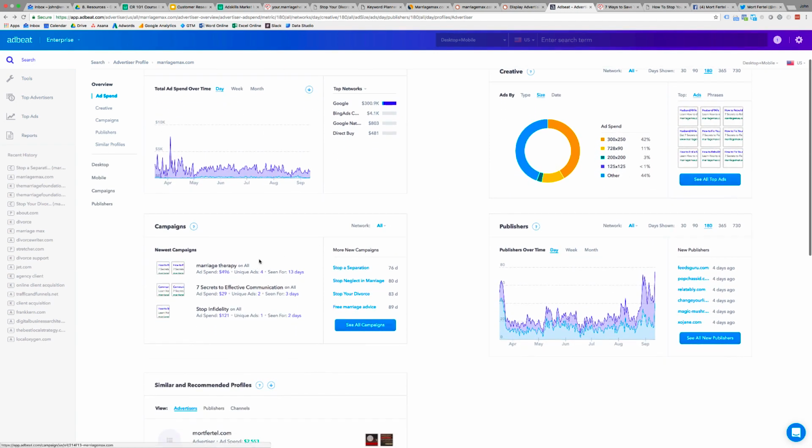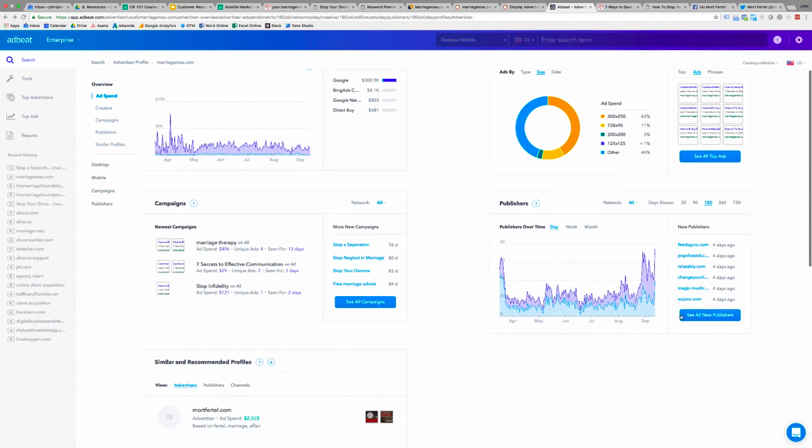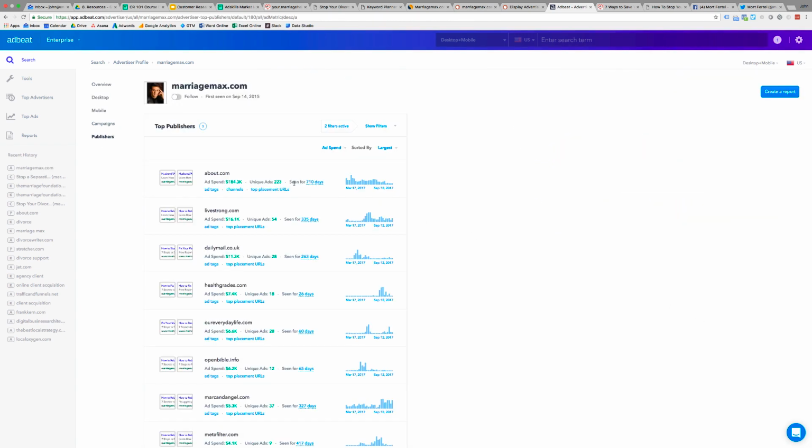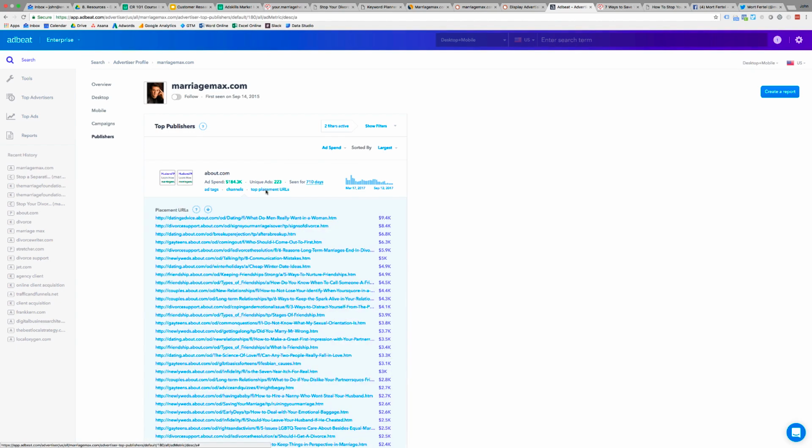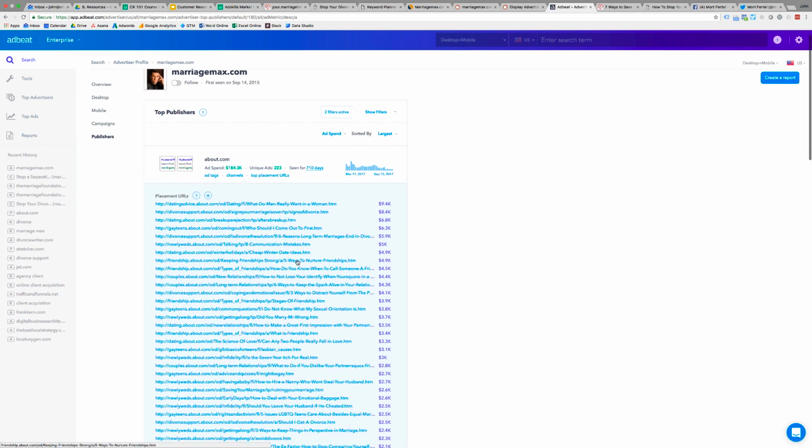The campaigns, sure. The publishers is what's really important to me. So I have the opportunity to go in and look at their list and see where they're advertising. So about.com, and we can look at the exact URLs to see where they spend their money on each URL. Signs of divorce, after a breakup, who should I come out to first? They're obviously appealing to a lot of different information. So gay teens coming out, who should I come out to first?